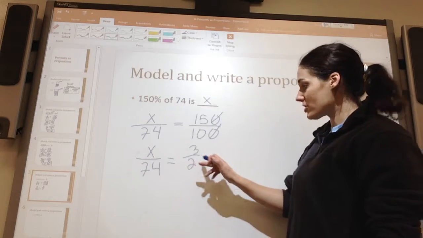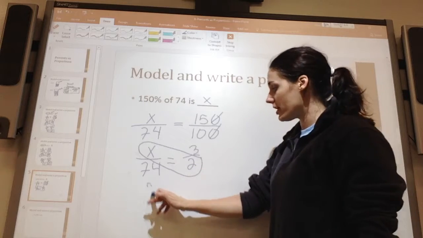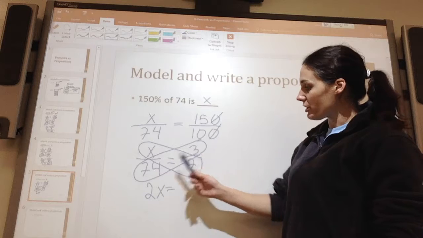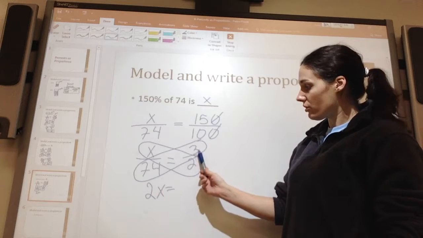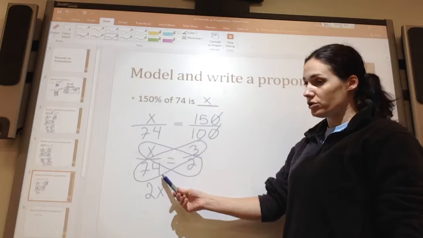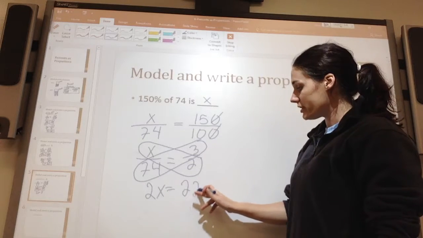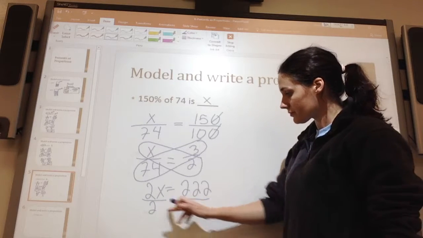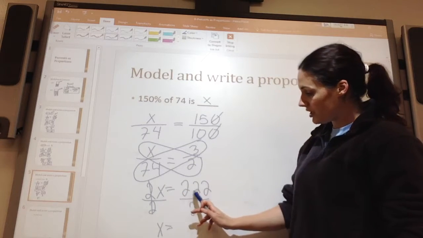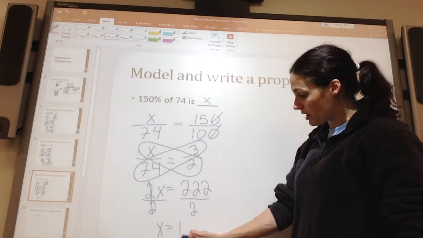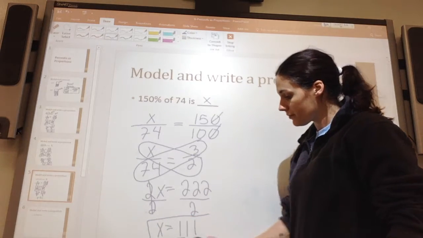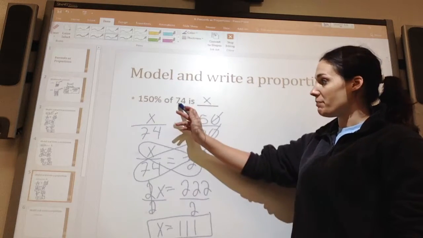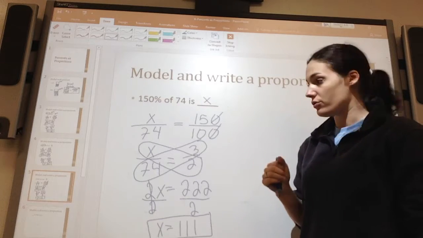Once you've simplified that fraction, cross product, x times 2, so we get 2x equals 3 times 74. So 3 times 70 is 210. 3 times 4 is 12. 210 plus 12 is 222. Divided by 2. X equals, each of these divide by 2 exactly once, so we get 111. And just like we thought, the answer we got is bigger than the total we were comparing it to.